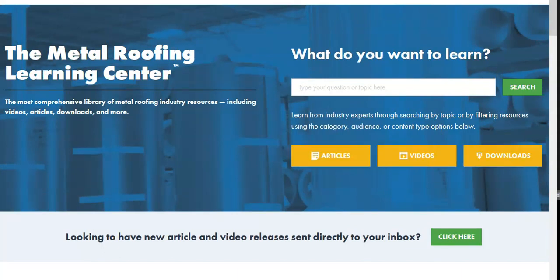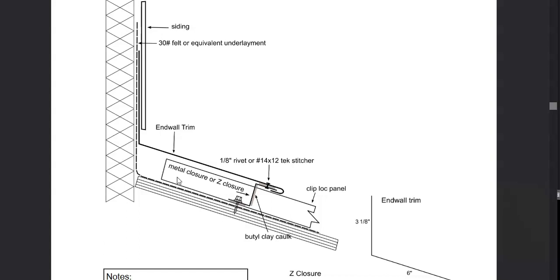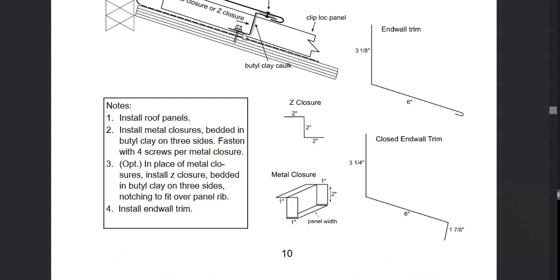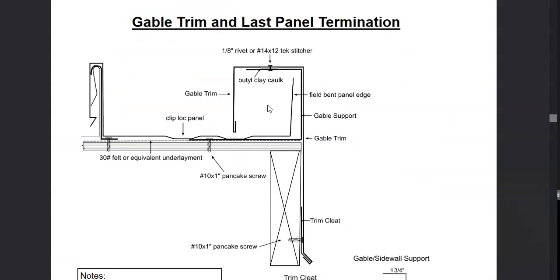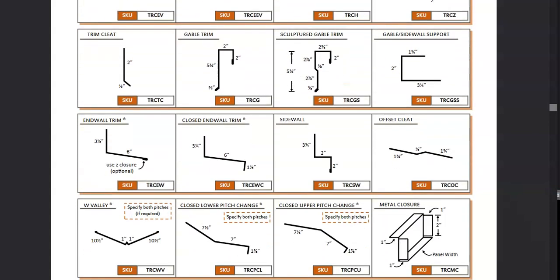Once you get the basics down, then I would say go to your actual manufacturer. Who's making the roof? Check out their installation manual. Here's a detail by Metallian for end wall, showing Z closure, screws, butyl clay, caulking, and then gable trim detail. You're going to learn the jargon of your manufacturer. They often have trim sheets. Here's a trim sheet for the clip lock panel on their website.